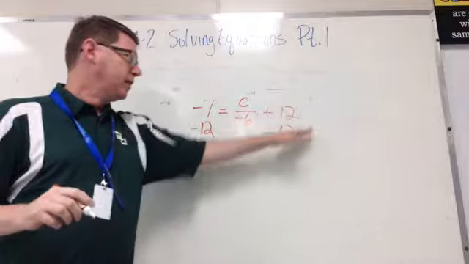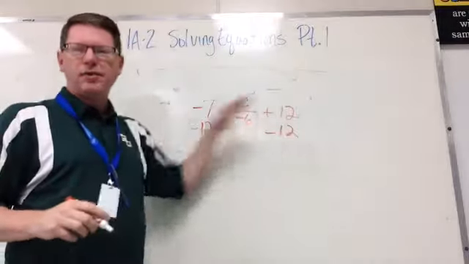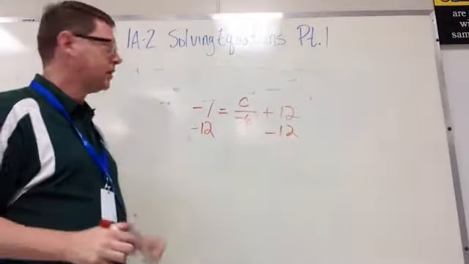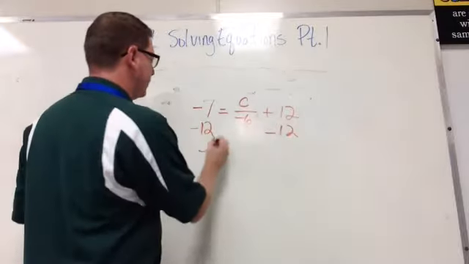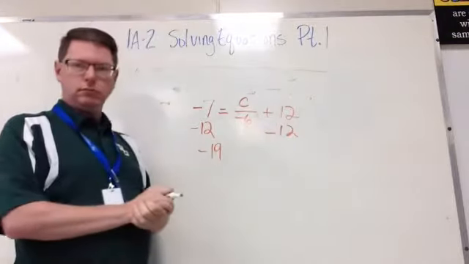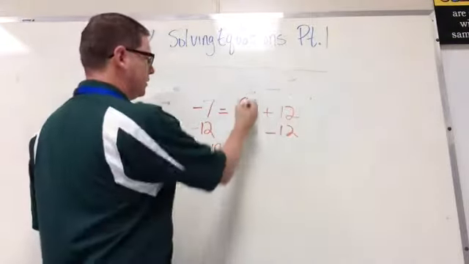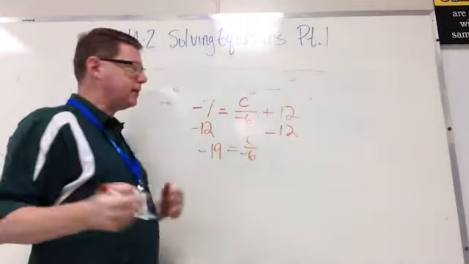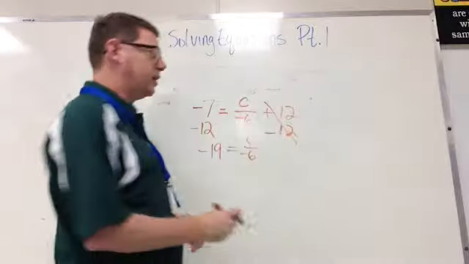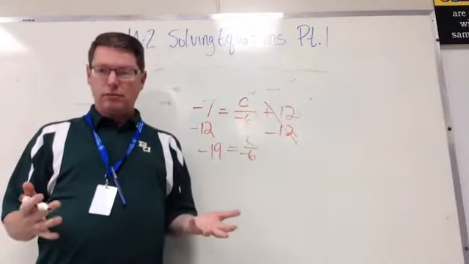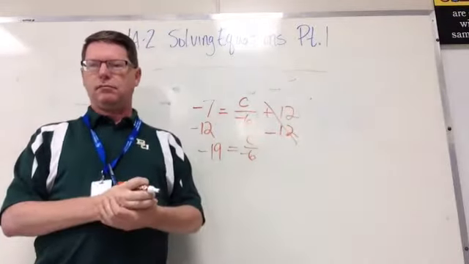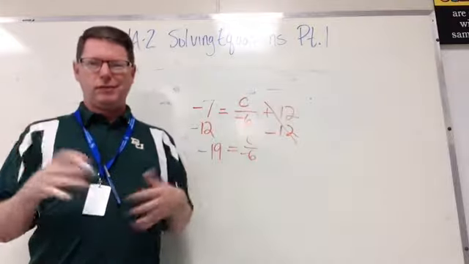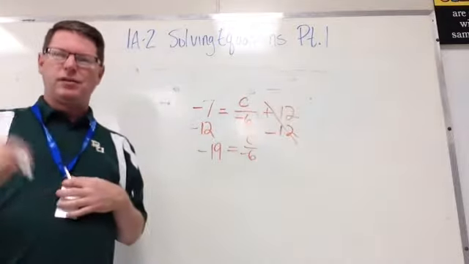And notice where I wrote the minus 12, on both sides of the equation. So negative 7 minus 12 is negative 19. Equals c over negative 6, because I haven't done anything with that yet. And I know that positive 12 and negative 12 equals 0, so I'm not even going to write that down. It'd just waste space and ink.